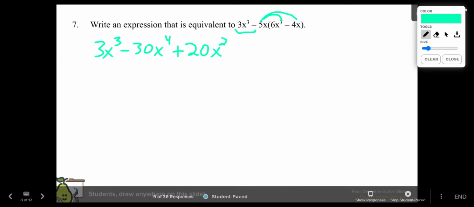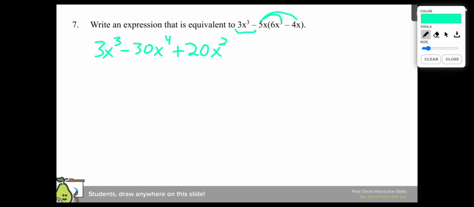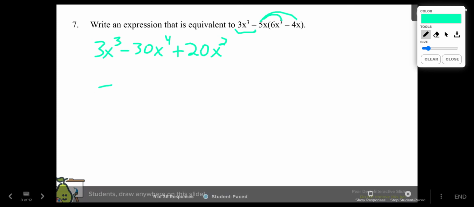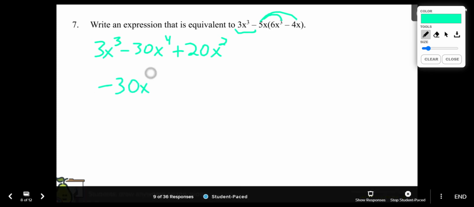We do want to write this in standard form. So the highest degree is 4. So we're going to write this minus 30x to the 4 plus 3x cubed plus 20x squared.